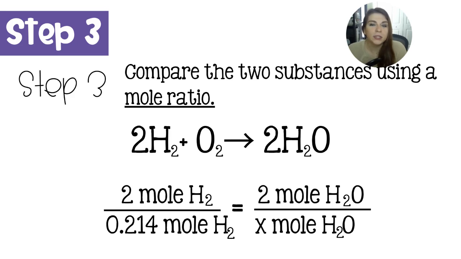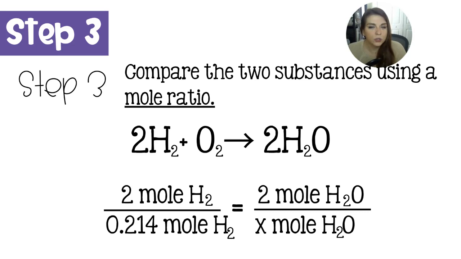Step 3, we are going to compare the substances that we know about and the substance that we have a question about using a mole ratio. The mole ratio comes from the balanced chemical equation. So we are being asked about water, and the information that we have is about hydrogen. So using those two pieces of information, we are going to set up a mole ratio. According to the chemical equation, for every 2 moles of hydrogen used, we can generate 2 moles of water. In our case, we are working with just 0.214 moles of hydrogen, and then x is going to be the number of moles of water.